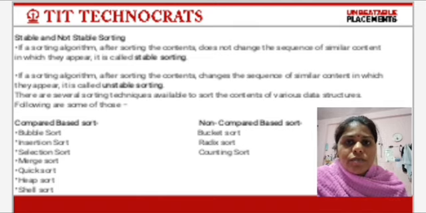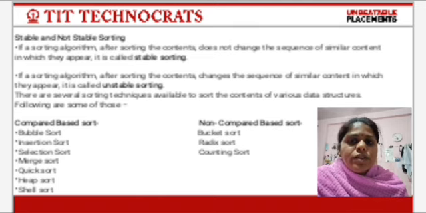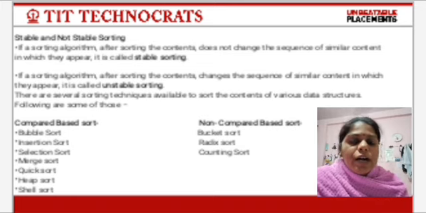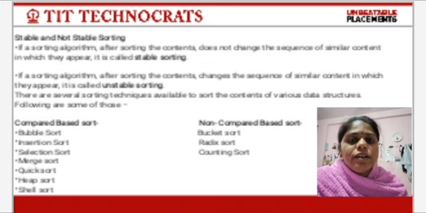There are sorting techniques available for the various data structures. The first is comparison-based sorting and the other is non-comparison-based sorting. Comparison-based sorting includes bubble sort, selection sort, merge sort, insertion sort, heap sort, and shell sort. Non-comparison-based sorting includes bucket sort, radix sort, and counting sort.